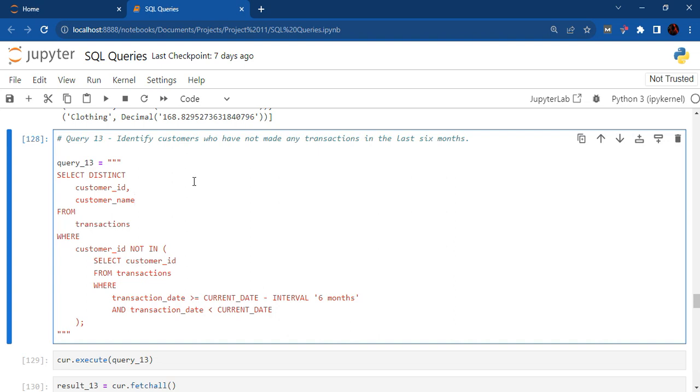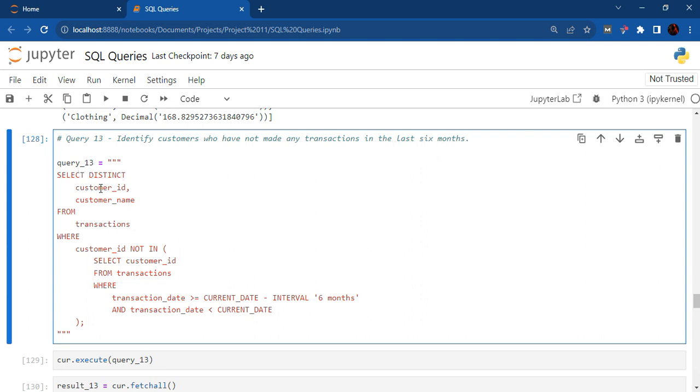So the next query is you should identify the customer who has not made any transaction in the last 6 months. Now, I think this project is more of dealing with dates and time. And if you're not careful with dates and time, you may run into a lot of mistakes. So when handling anything time series, you should be careful. Now we should identify the customers who have not made any transaction in the last 6 months.